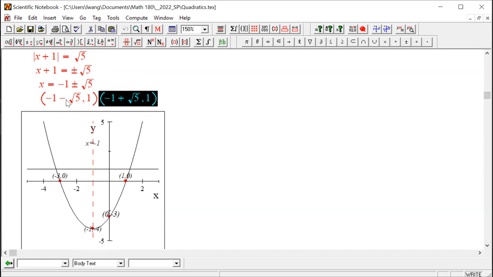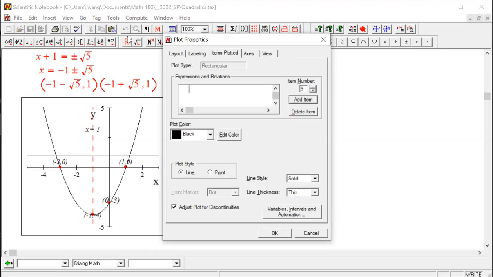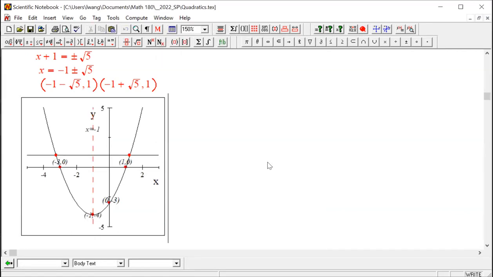So I'm going to mark these 2 points on the graph. And there you go. These are the 2 points. And which is which? This point is that one, and that point is this one. Different inputs, same output.